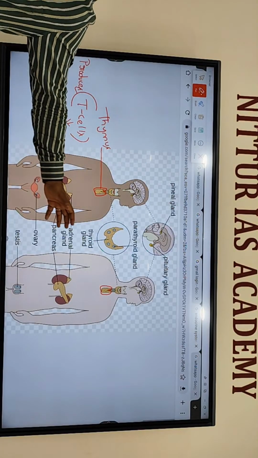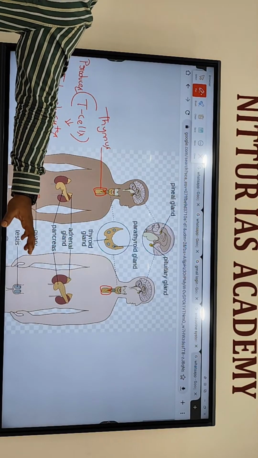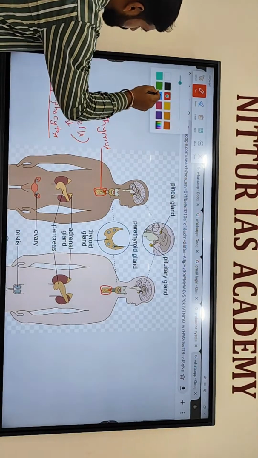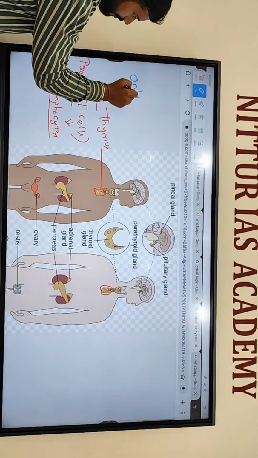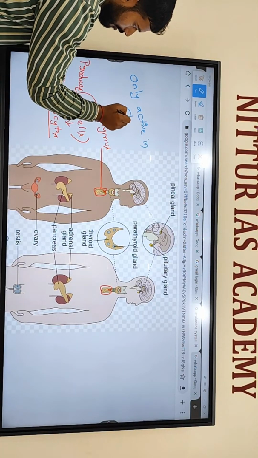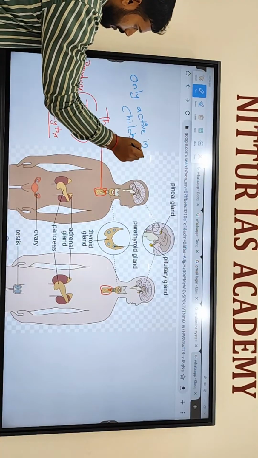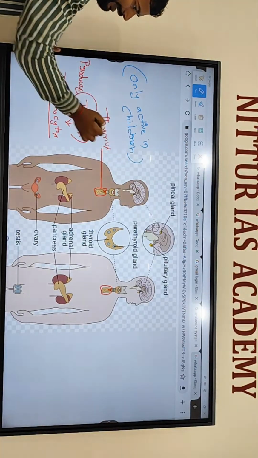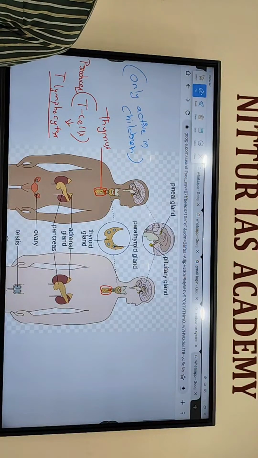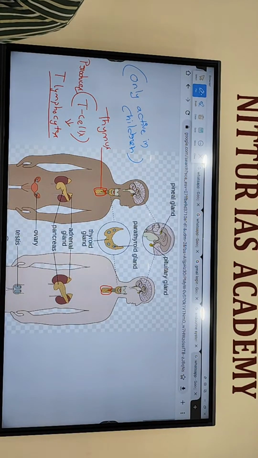T cells are produced by the thymus gland. It is only active in children. So now in us, is it active or not? No, it is not active in us right now. It is only active in children. Why?